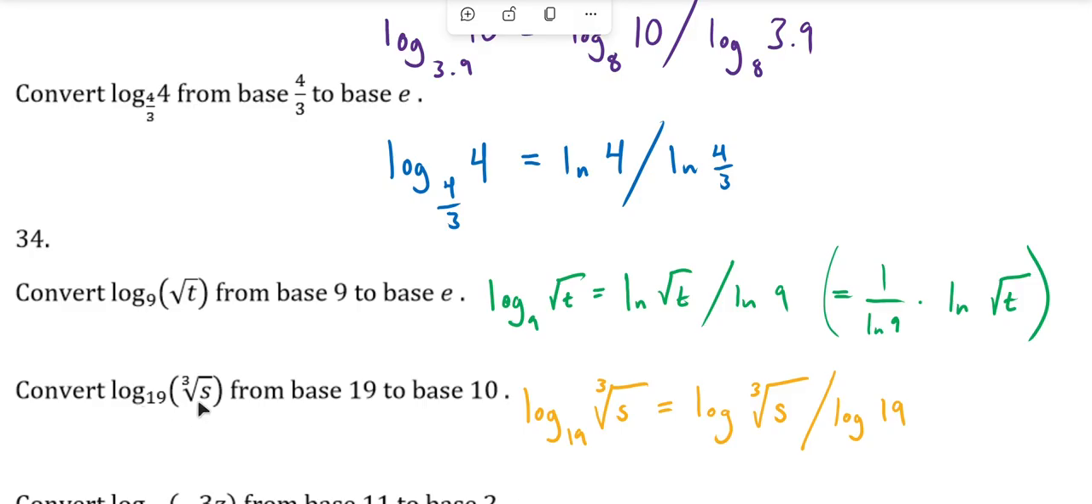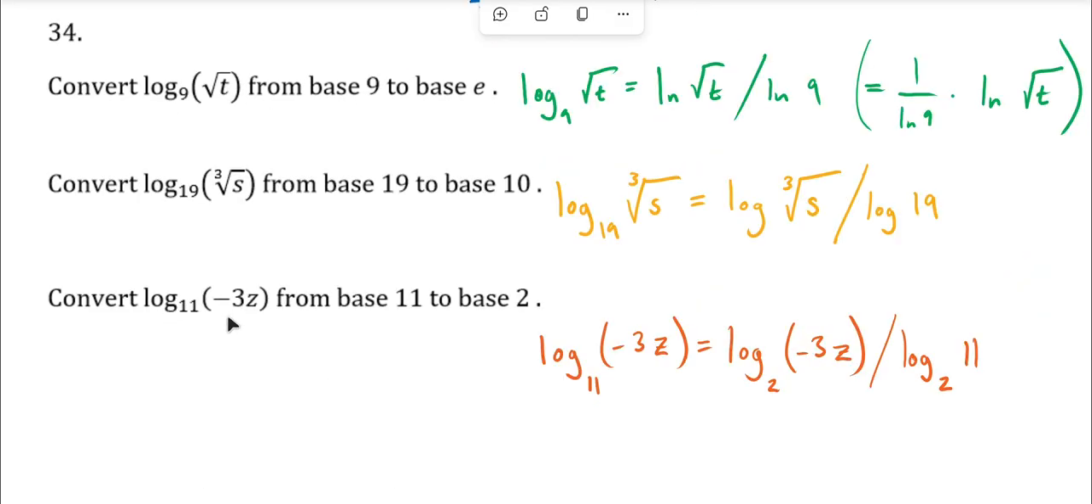Converting log base 19 of a third root of s to base 10, just as easy. We're going to take log base 10 of the third root of s, the original argument, divided by log base 10 of 19. Here they want log base 11 of negative 3z to go from base 11 to base 2. Okay. Then we're going to take log base 2 of negative 3z, the original argument, and then we're going to divide that by log base 2 of 11, the original base.